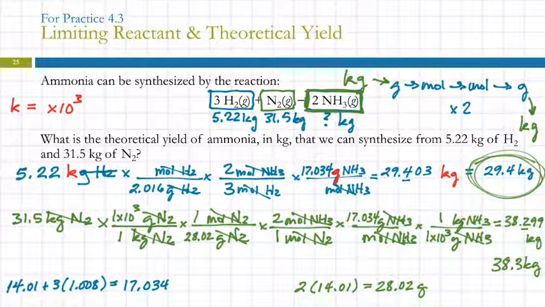What is my limiting reactant? Here's my theoretical yield. The limiting reactant is whatever that one started with. It's the hydrogen, because that's the one that runs out. So we can say that, because sometimes it'll ask you for the limiting reactant. So H2 is the limiting reactant. There will be extra nitrogen left over. That's okay. Any questions?